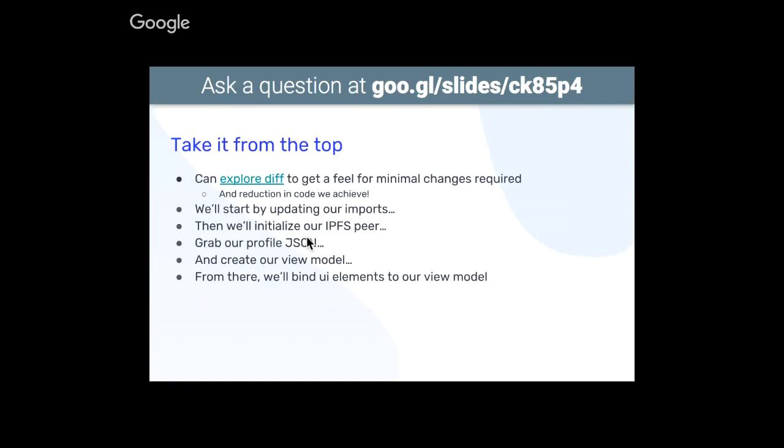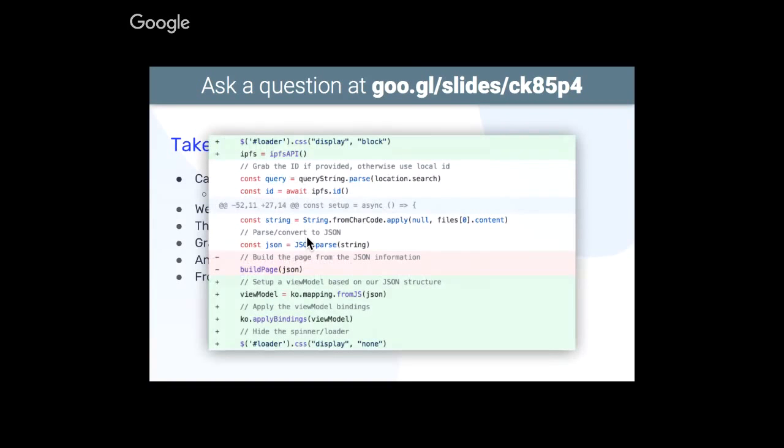Then we'll initialize our IPFS peer. So if you go down a little bit further on that particular file, you'll see some stuff here. So first things first, we've added a loader to give some feedback to our user so that they can see that we're actually doing something and the page isn't just sitting there. And that's just a spinner loader so people can see that work is happening. But the real big change is here we've changed this to use IPFS is equal to IPFS API rather than the fallback or anything else like that.